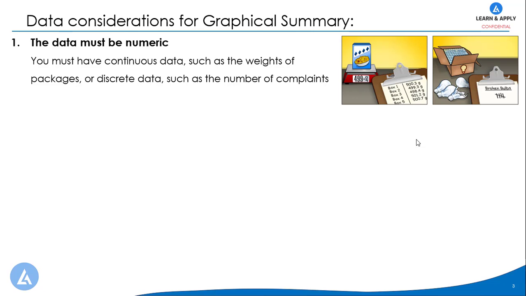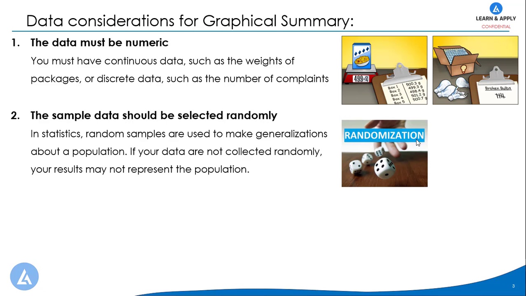The first data consideration is the data must be numeric. To perform the graphical summary, you must have continuous data such as weight of the packages or discrete data such as number of complaints. The second data consideration is the sample data should be selected randomly. In statistics, random samples are used to make generalizations or inferences about a population.